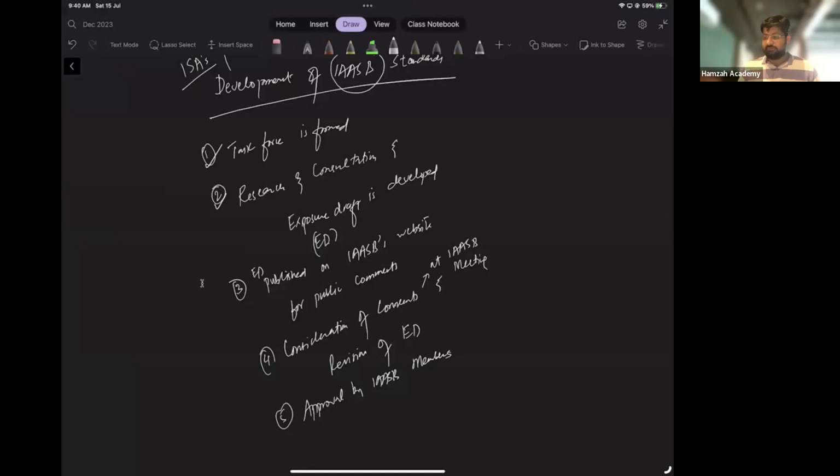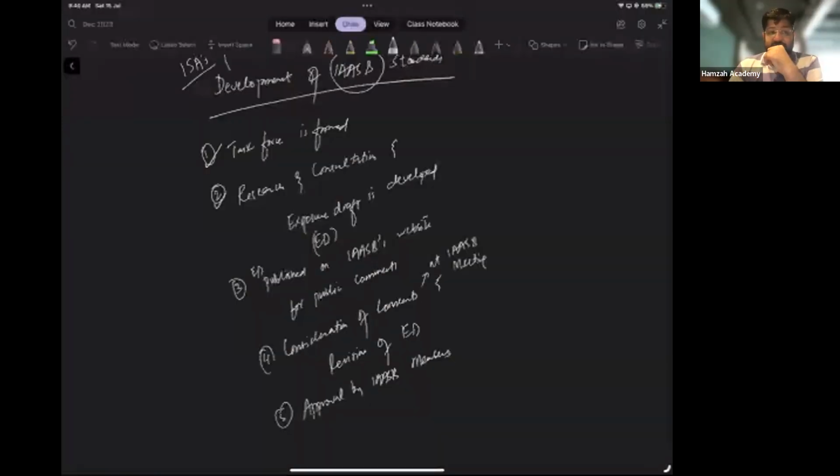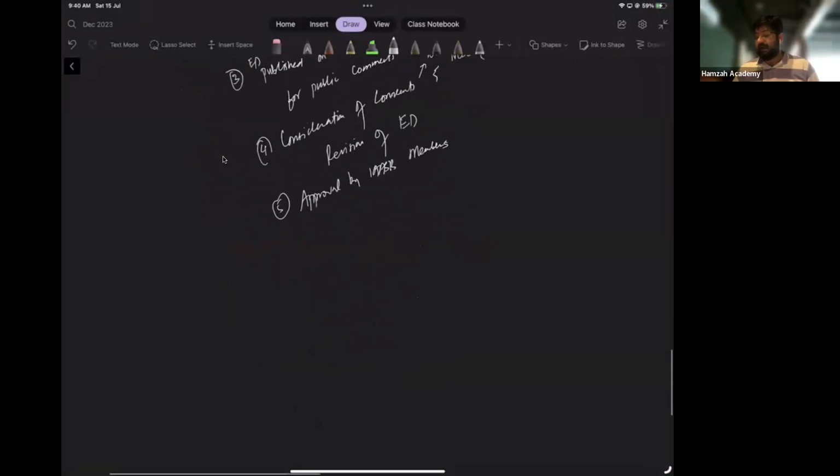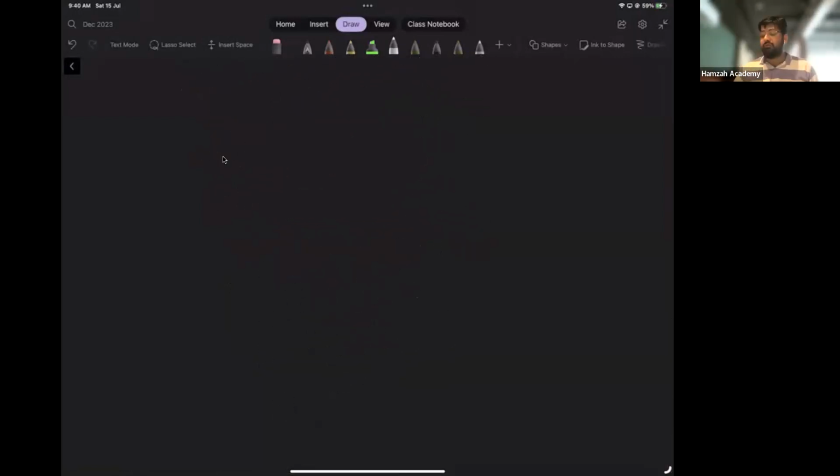Now, let us proceed. Anyone, any question, please? So I will proceed. Students, now I am moving towards the auditors' appointment section. But before that, I will give you an overview of the audit process. Just see. One minute. My iPad is not stable. Now it seems okay.